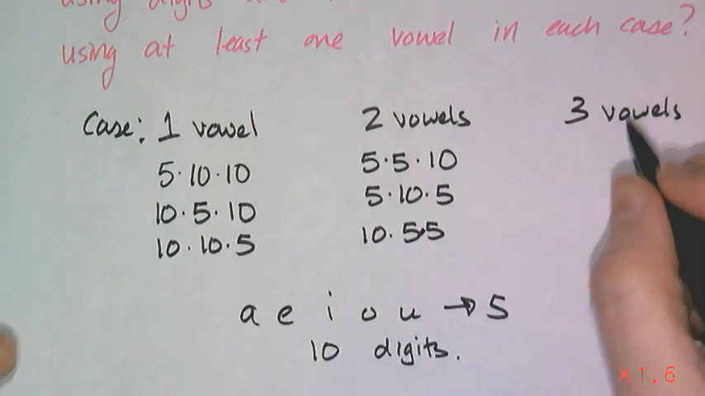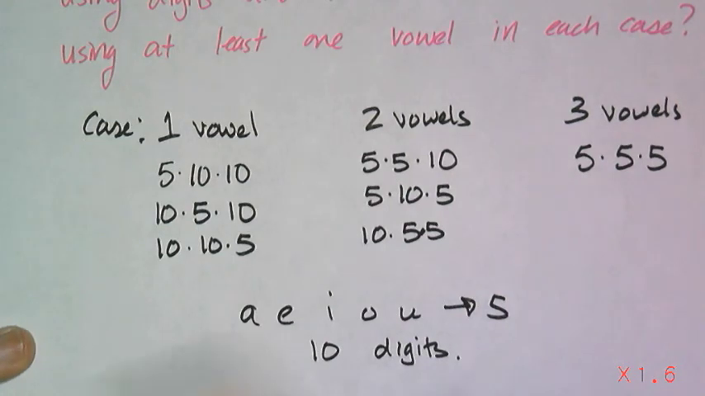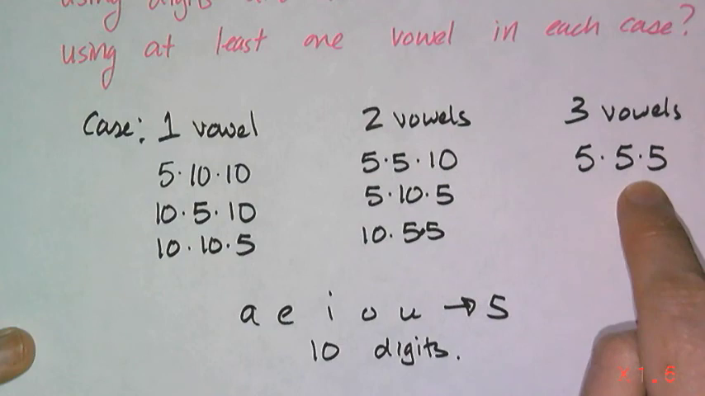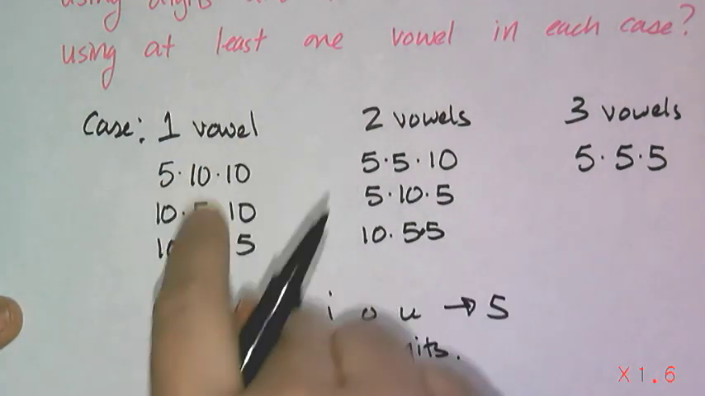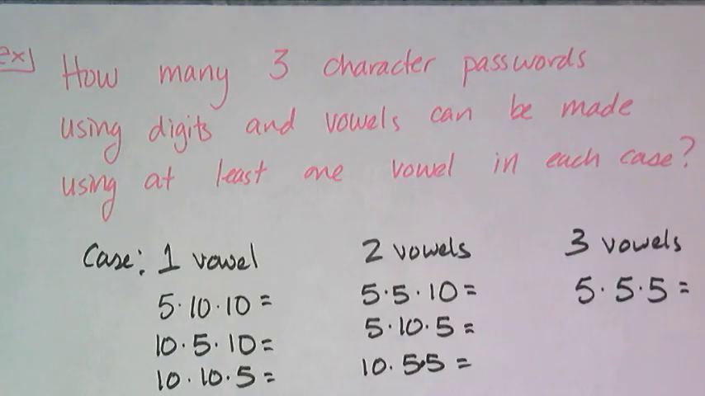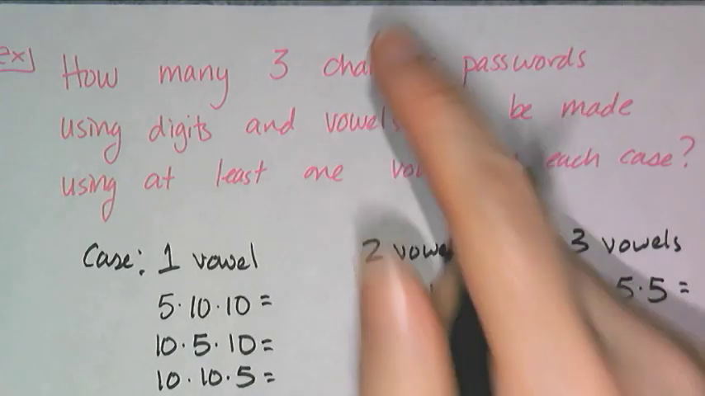And in the case of 3 vowels, well, those are the options I have. I have 5 choices for the first vowel, 5 choices for the second vowel, 5 choices for the third vowel. And so if I multiply all these individual cases together and then add them all together, I will get the answer to this question.